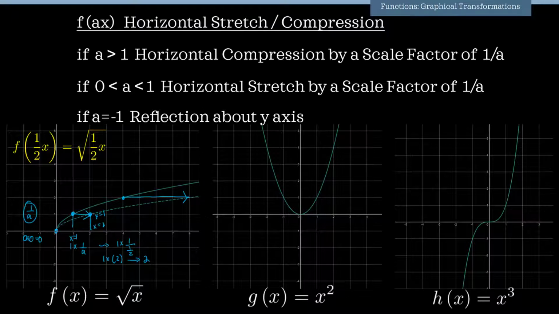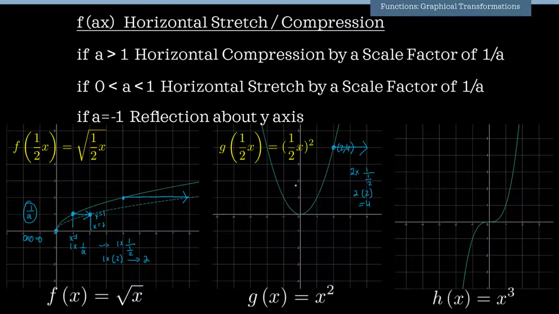Now let's look at the graph of g of x. Let's take this point over here whose x coordinate is 2 and y coordinate is 4. Since the value of a is less than 1, we know it's going to be a stretch. So I'm going to multiply the x coordinate at this point, which is 2, by 1 upon a. Since a is 1 upon 2, it's going to be 2 times 1 upon 1 upon 2, and this is the same as saying 2 times 2, which is 4. So this point is going to move over here when the x coordinate is 4 and the y coordinate remains the same, which was 4.